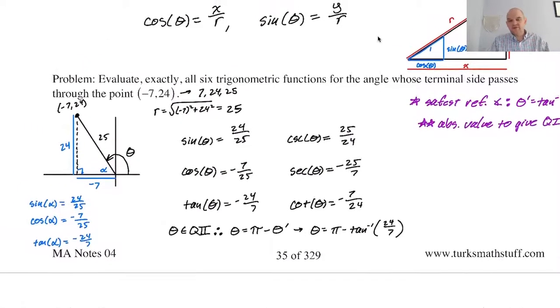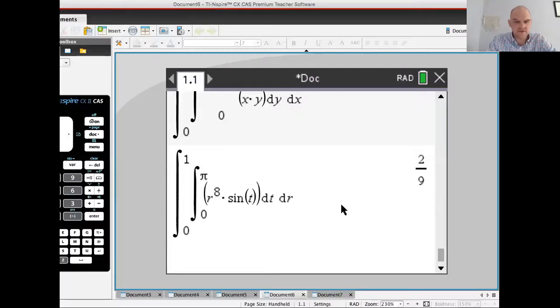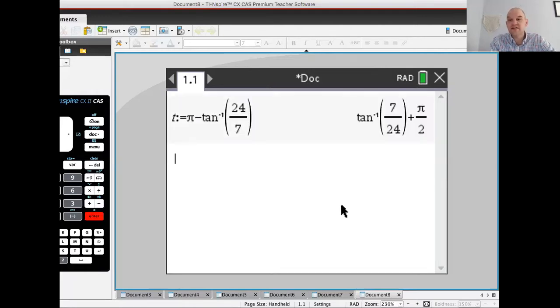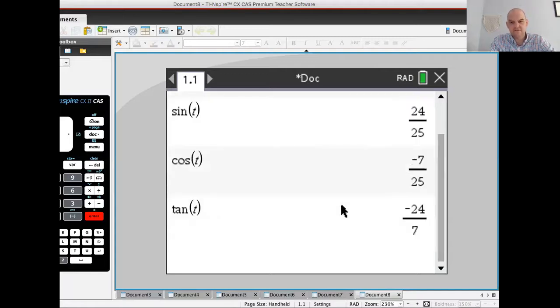Now, really briefly, I just want to show you something you can do on your calculator. You don't necessarily need to do this unless you're not positive of your answers. I'm going to say that t for theta is pi minus arctan of 24 over 7. Okay, that's stored. Now I'm going to do the sine of t, and I get what I want. Cosine of t, exactly. Tangent of t, excellent. So that's how you can check these, and you should.